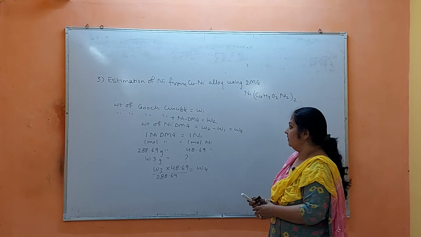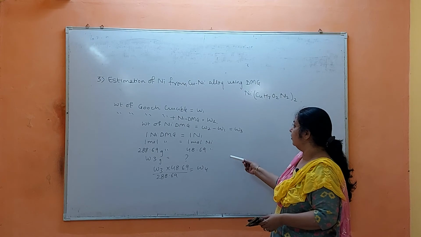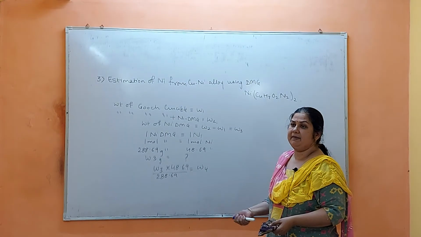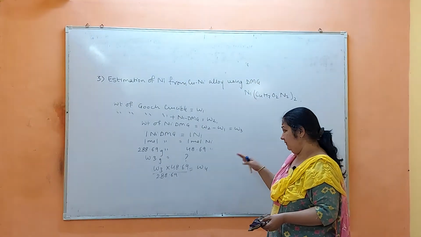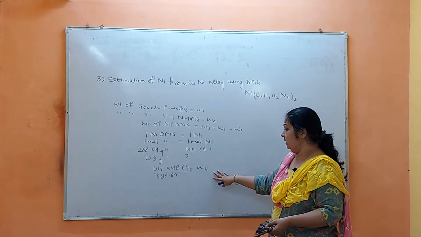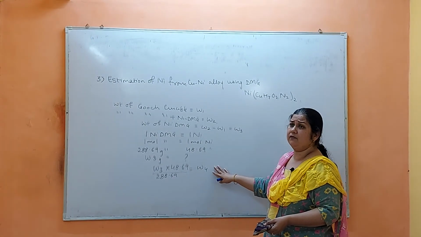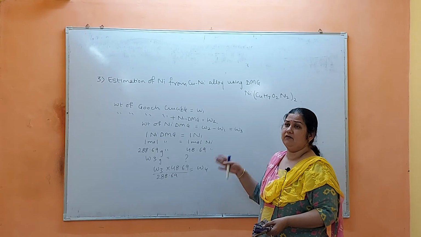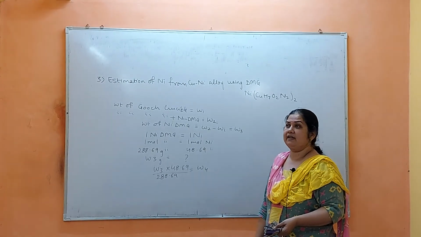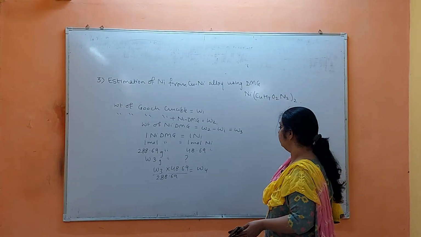So from the volume which you have pipetted out, the volume to which we have diluted, and the weight we have taken, we can do the calculation. So finally we can do the calculation for nickel in copper nickel alloy.